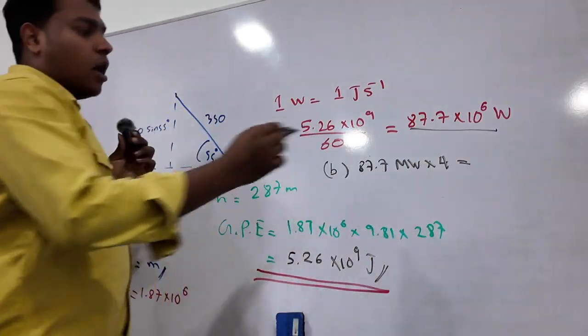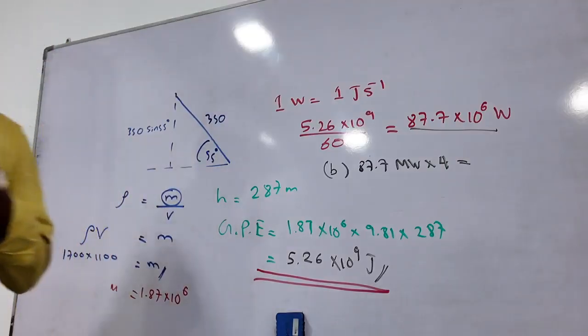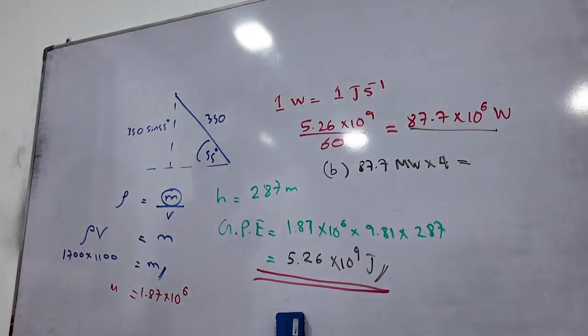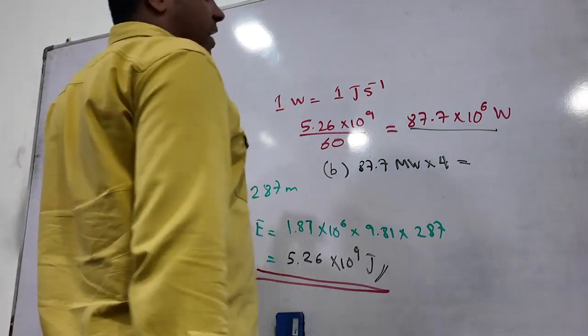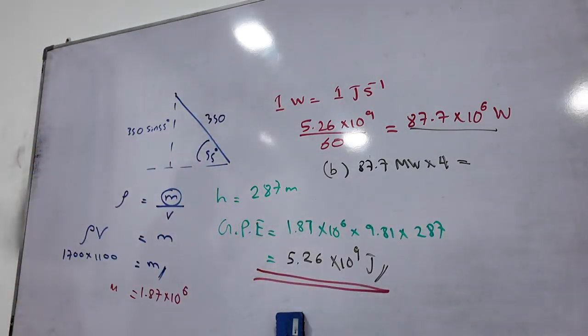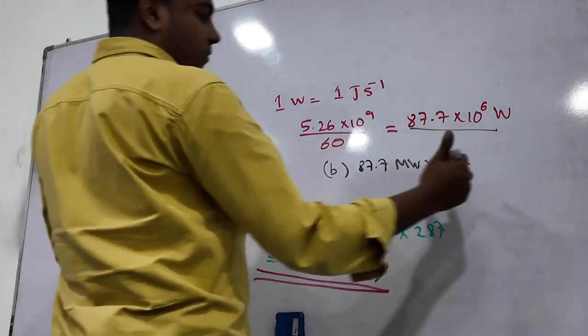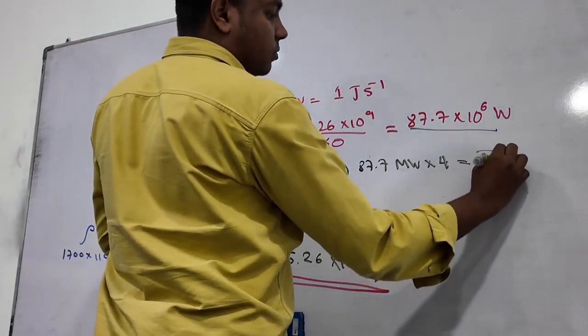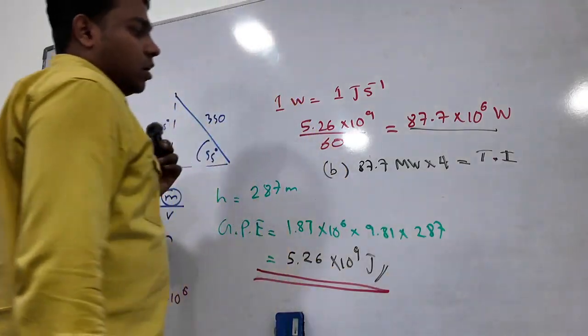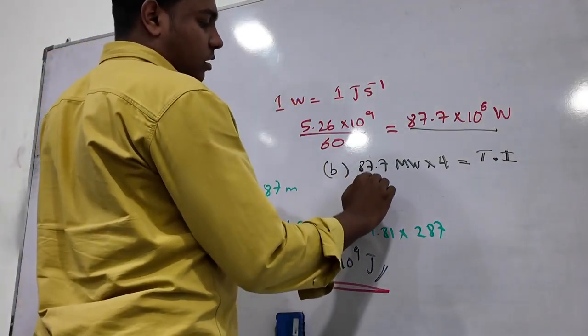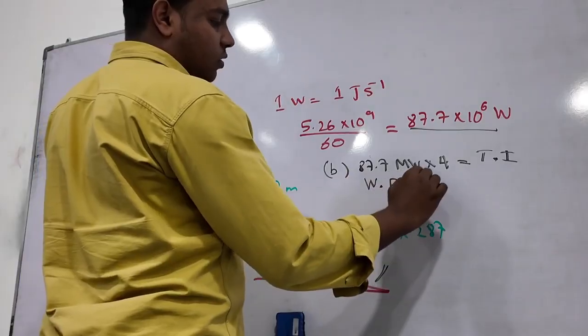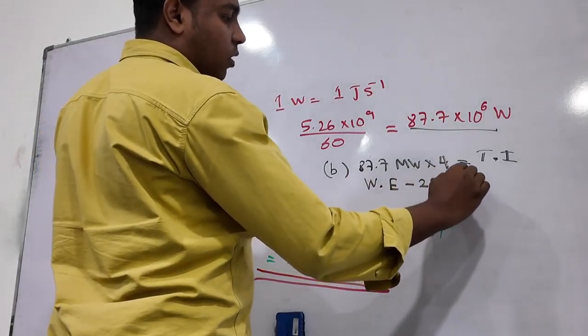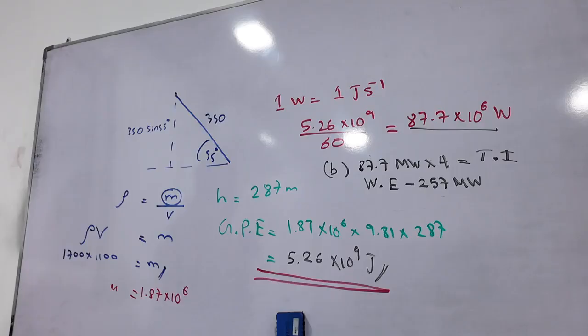For four pipes, how much is the useful output then? 87.7 times 4. That is the total input. Sorry, not the useful. This is the total. This is the total input. Total energy input. What is the wasted energy? Wasted energy they have said as 257 megawatts. So how do we calculate efficiency?